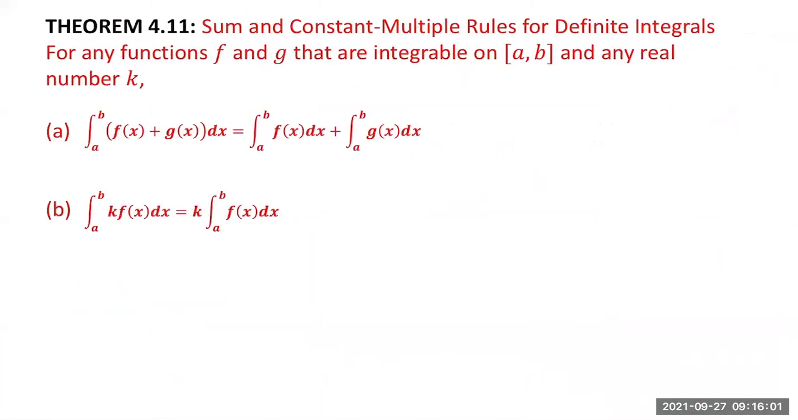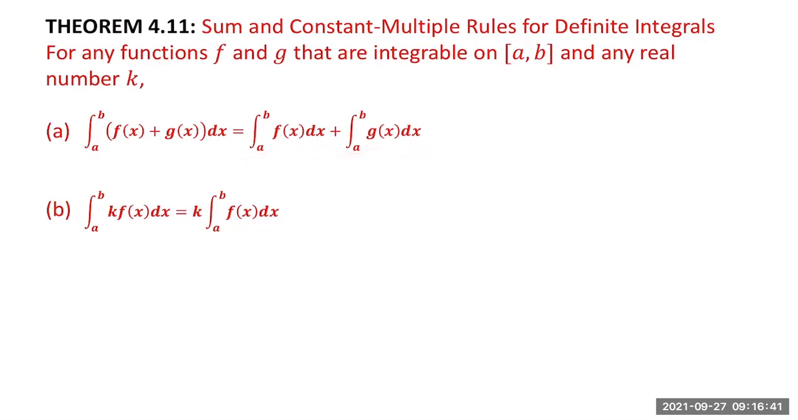Next, I want to go over this theorem, theorem 4.11. Sum and constant multiple rules for definite integrals, for any functions f and g that are integrable on a comma b and any real number k. Okay, here is the first statement, first part. Definite integral of f of x plus g of x from a to b dx is given by definite integral of f of x from a to b plus the definite integral of g of x from a to b.